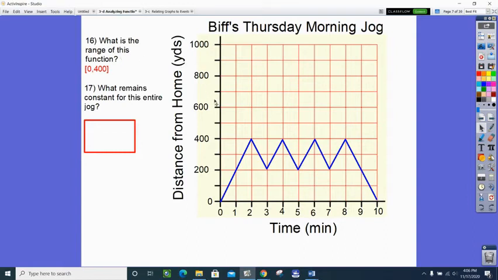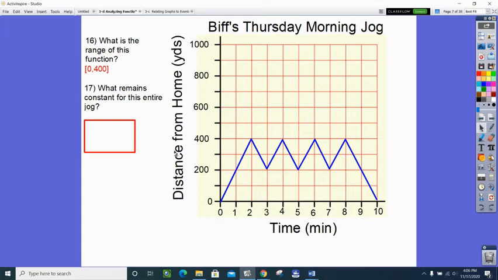So now, what the heck is Biff doing here, right? I mean, why would he be going there? Distance from home, closer to home. Further away from home, closer to home. Anybody have any thoughts about that? He could be doing a loop, like going around a track. I don't know if he'd be going around a track in that amount of time, but he's going around in a loop, so he gets away from home and comes closer to home, and away from home and comes closer to home.